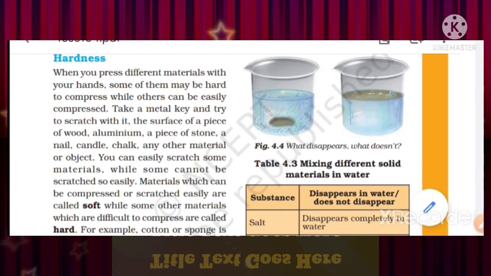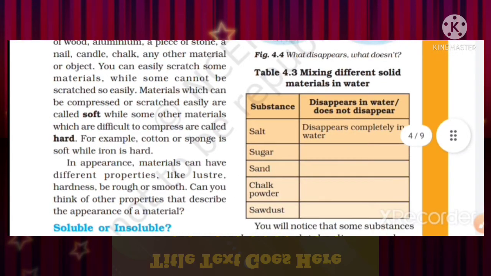See, this is one of the properties of materials. Some materials have hardness and some materials have the quality of softness. For example, cotton or sponge is soft while iron is hard. In appearance, materials can have different properties like luster, hardness, being rough or smooth. Can you think of other properties that describe the appearance of a material?